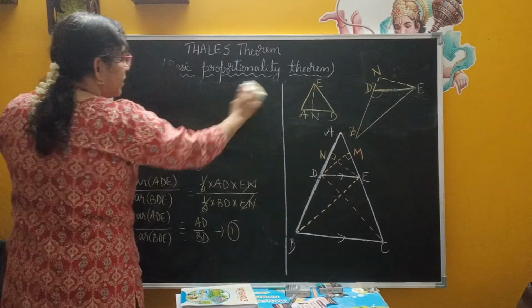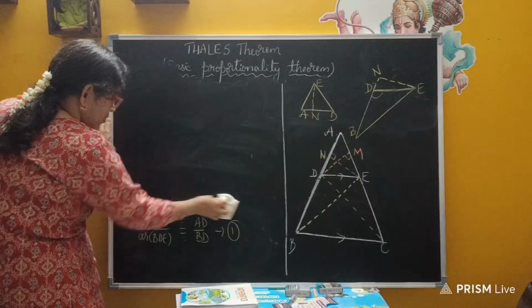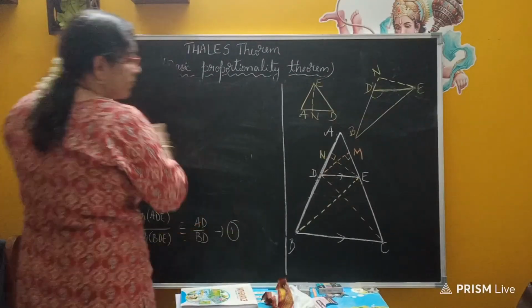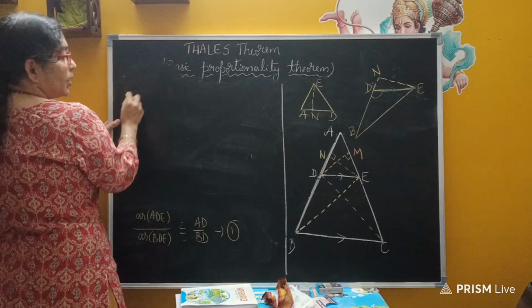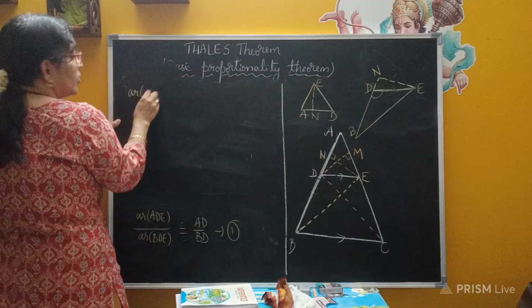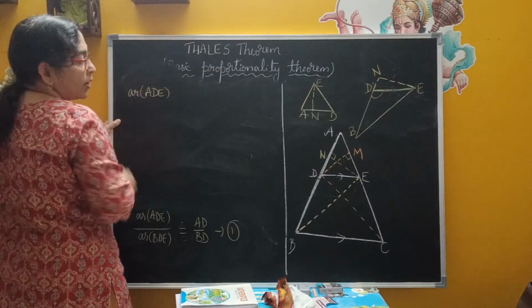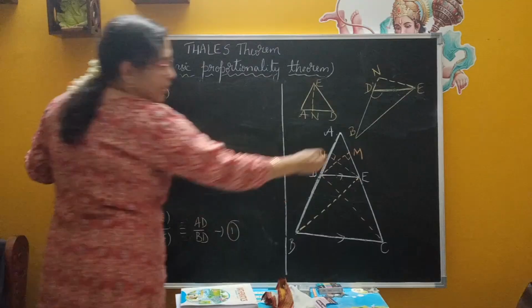Another pair, it is in triangle ADE, that is area of triangle ADE, taking AE as the base. Okay, this as the base.